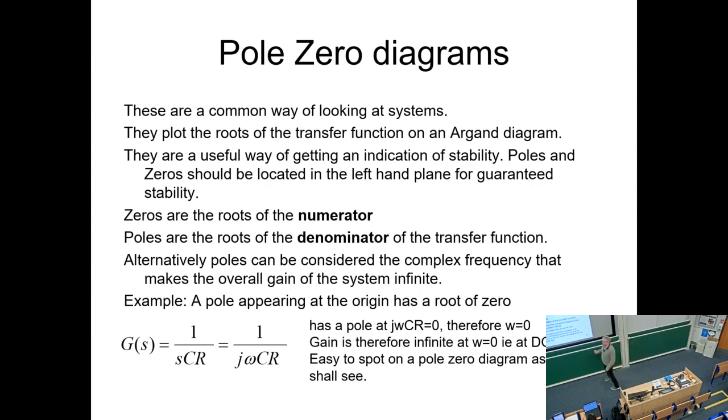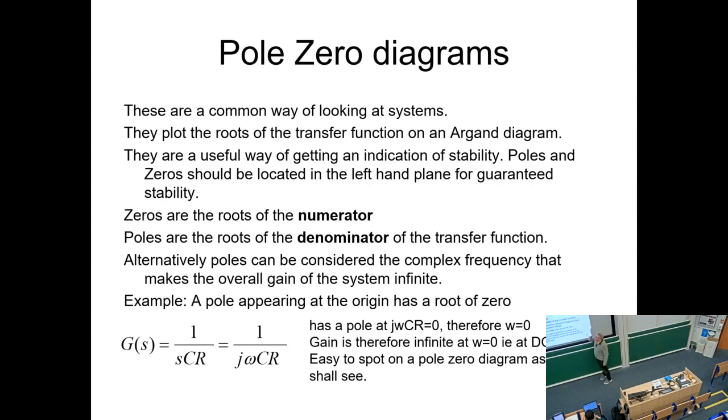What we're plotting is the real part and the imaginary parts on a Cartesian plane. So instead of Bode plot separating it and looking at phase and things, a pole zero diagram is just looking at the whole S plane, if you like. So they're a really common way of looking at systems, and they're quite useful. They plot the roots of the transfer function on an Argand diagram, complex number diagram. Okay? And they're a very useful way of getting indication of stability.